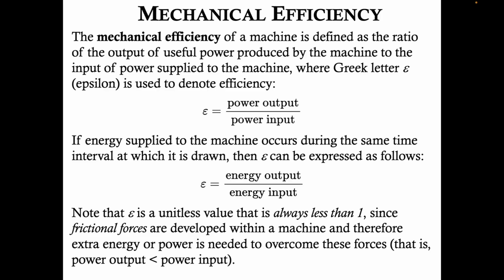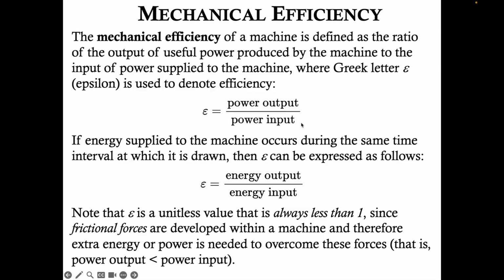The mechanical efficiency of a machine is defined as the ratio of the output of useful power produced by the machine to the input of power supplied to the machine, where the Greek letter epsilon is used to denote efficiency. So we have, by definition, epsilon, efficiency, equals power output over power input.